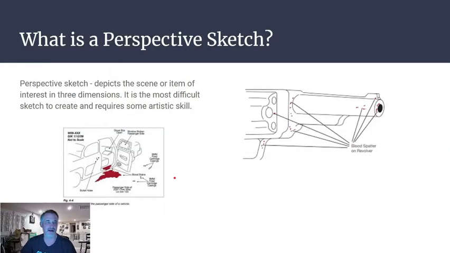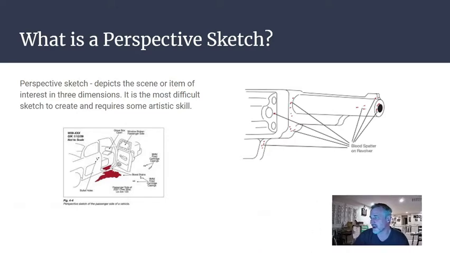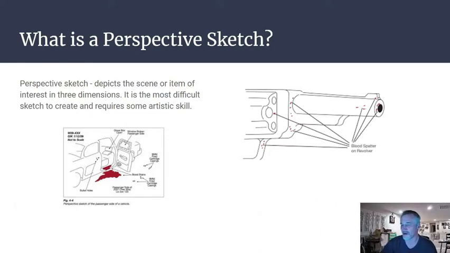And then we also have the perspective sketch. This is usually a three-dimensional type sketch. And this could be of objects or it could be of the scene itself. So this is showing what a car looked like, for example, in a perspective sketch. Here's a close-up showing blood spatter on a gun barrel as a perspective sketch. It's probably one of the most difficult sketches to create. It does require some skill. Although some of these perspective sketches can now be done with some of this new software we're going to talk about later.